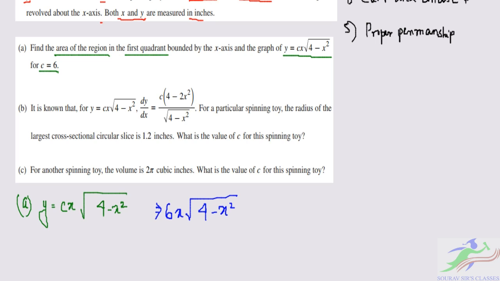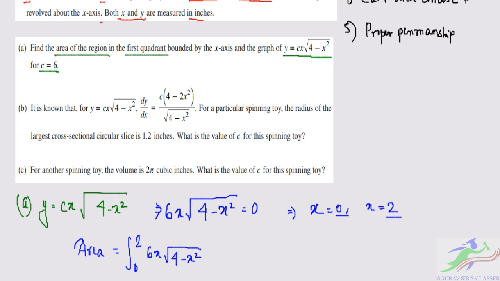If we set this equal to 0, here we can find the two values of x, that is x equal to 0 and x equal to 2. So what will be the area over here? The area is the integral from 0 to 2 of 6x root over 4 minus x squared dx. That is the area of the region in the first quadrant. Here you have found the integrand.